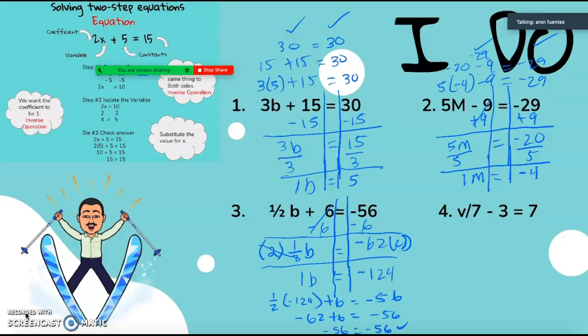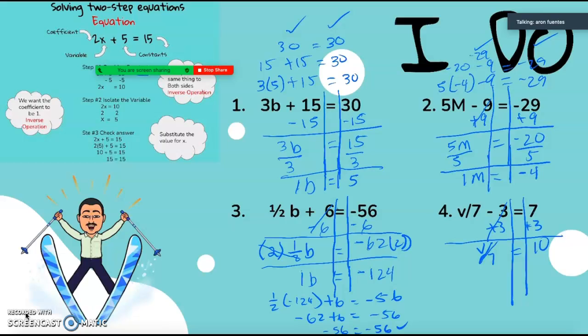Let's try another one. Again, we'll have a fraction here. We got v divided by 7 minus 3 is equal to 7. Draw my lines. The inverse operation of subtraction is addition, so I'm going to add 3. And remember, what I do to the left side, I have to do to the right side. That cancels out, and it is plus 3. 7 plus 3 gives me 10, and that gives me v over 7 is equal to 10.